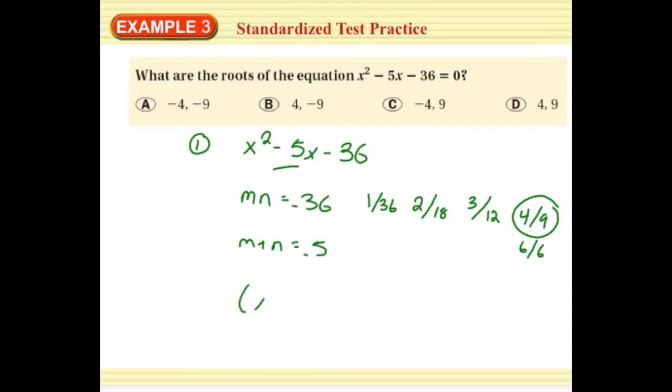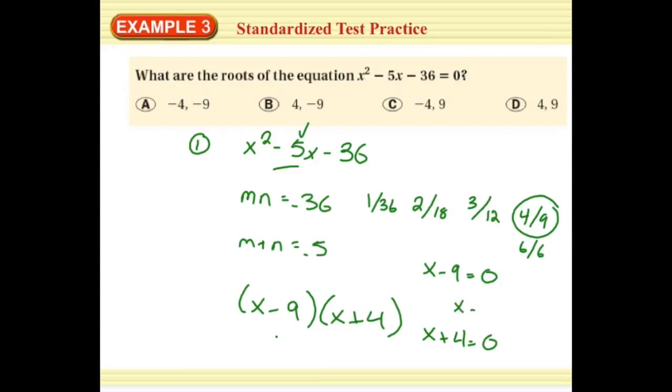So when I combine, x should be minus 9 times x plus 4, because a minus 9 and a positive 4 would give me a negative 5, and a minus 9 times positive 4 would be negative 36. So I factor my answers, and then I need to solve for the zeros. So I can say x minus 9 equals 0, and also x plus 4 equals 0, which tells me x equals 9 or x equals negative 4.